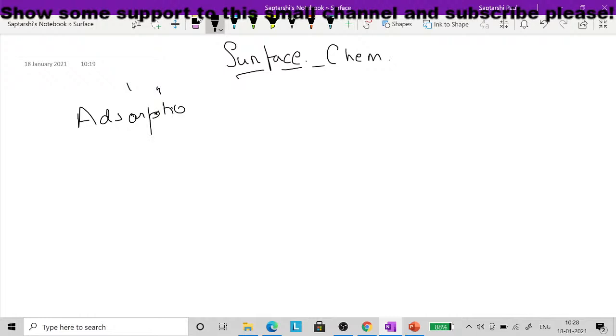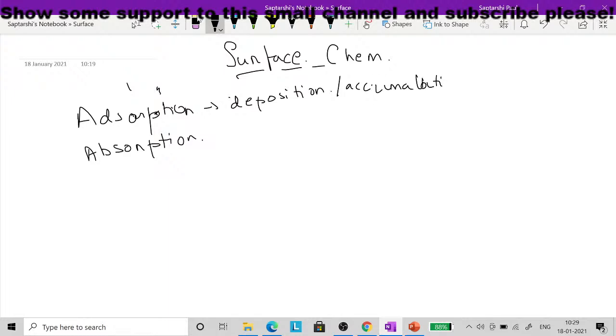Adsorption and then absorption. So what is the difference between adsorption and absorption? Adsorption is the temporary or permanent deposition. You see, the deposition or accumulation, things like that. You can think of adsorption, to get a picture of it, as accumulation.